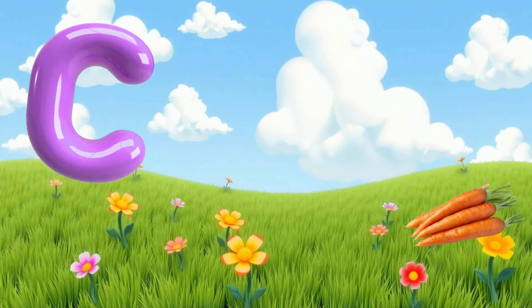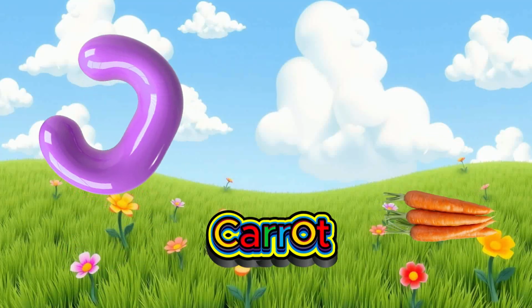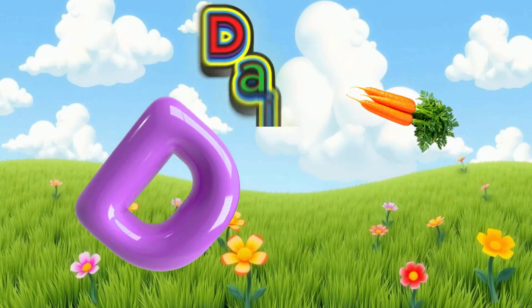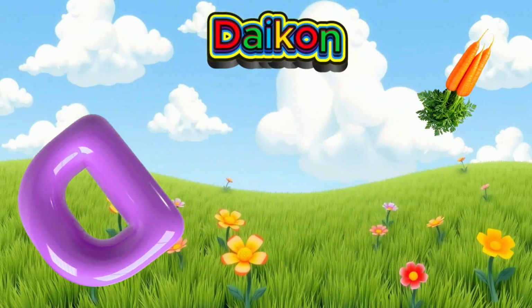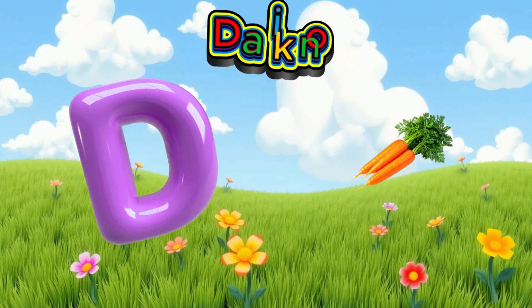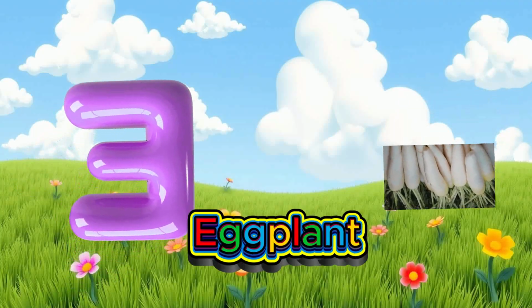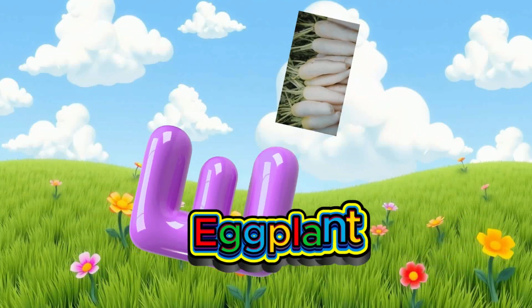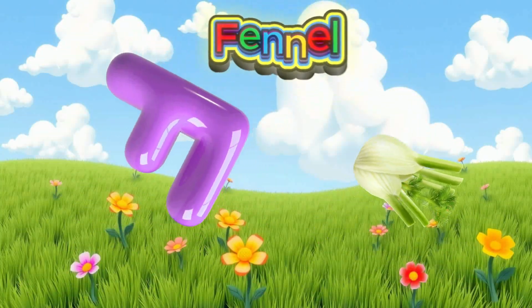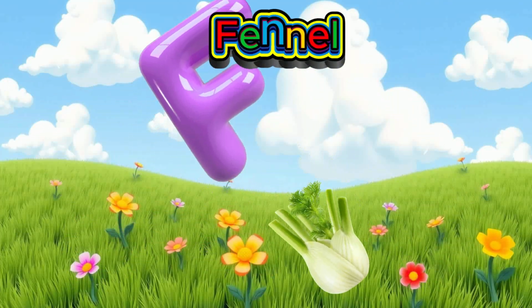B is for broccoli. C is for carrot. C, carrot. D is for daikon. D, daikon. E is for eggplant. E, eggplant. F is for fennel. F, fennel.